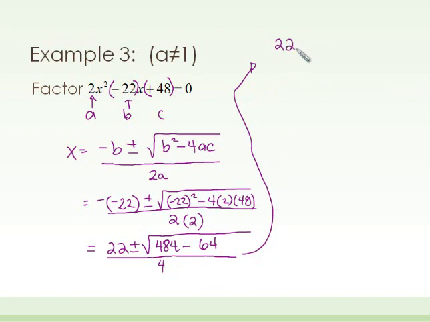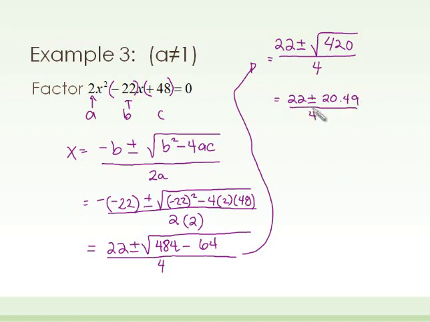So we have 22 plus or minus. In our square root, we have 484 minus 64, which is 420. We're still dividing by 4. So now let's go ahead and break down our square root. The square root of 420 is 20.49, and that's just rounded. And we're going to take this and divide this by 4.